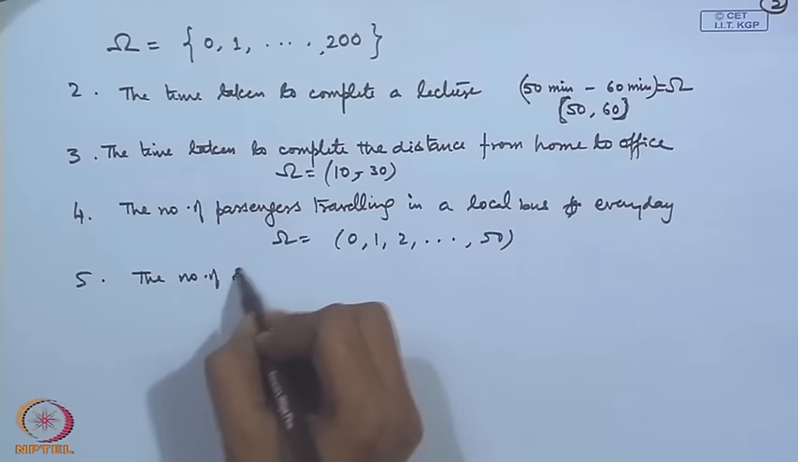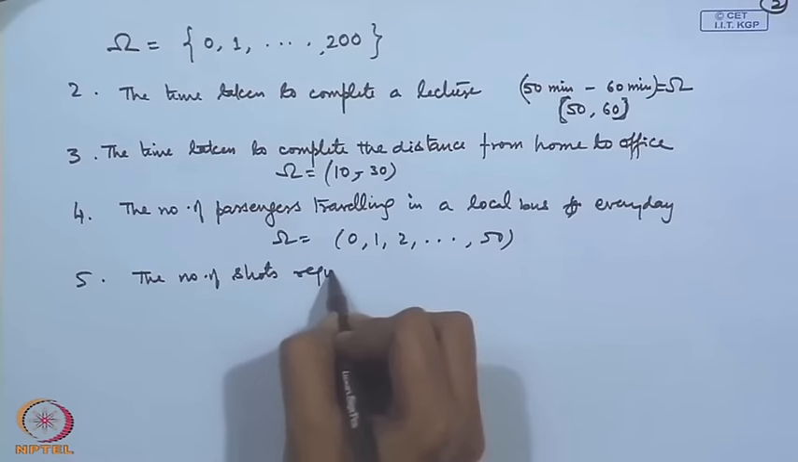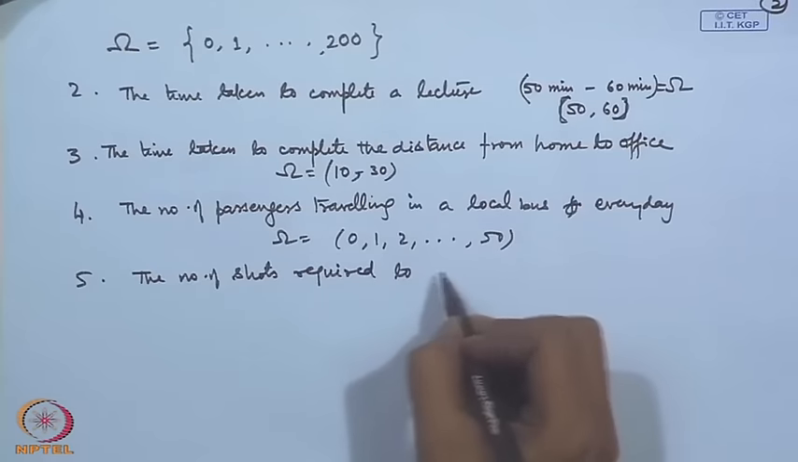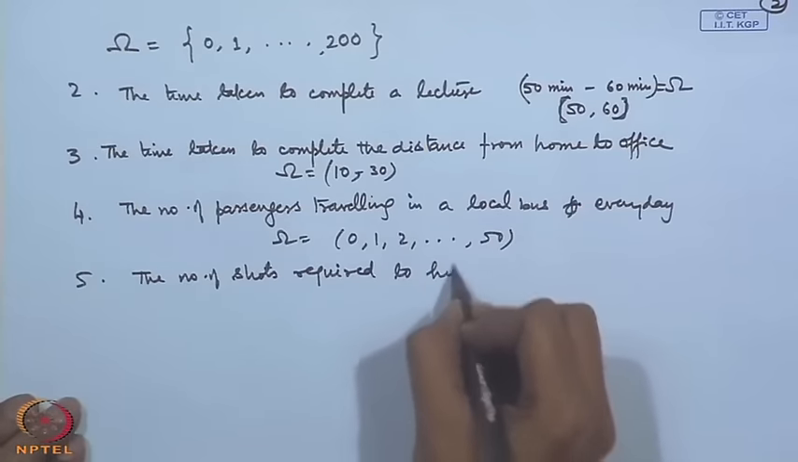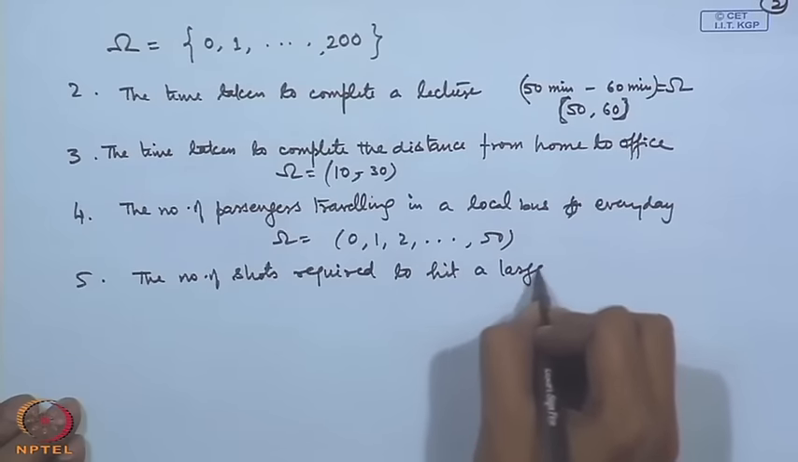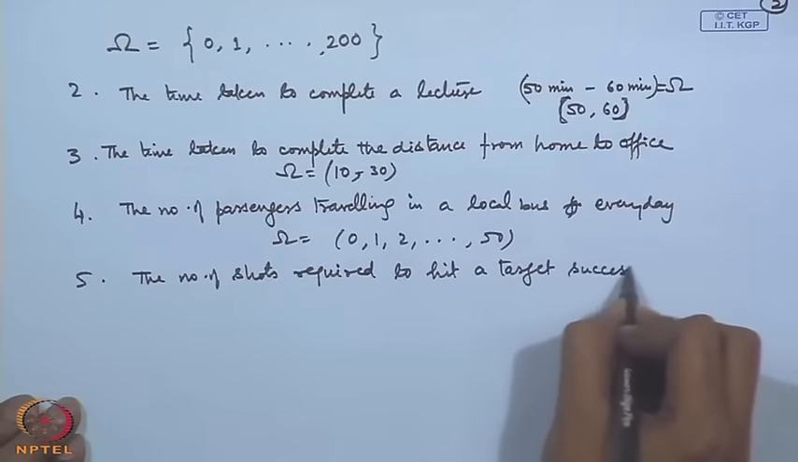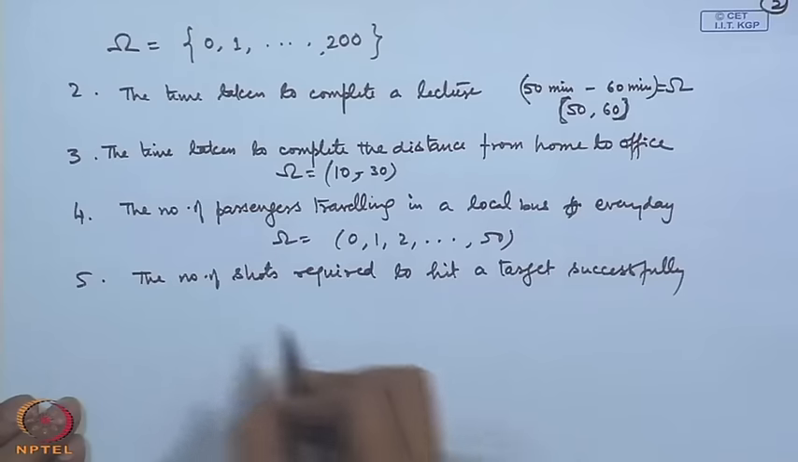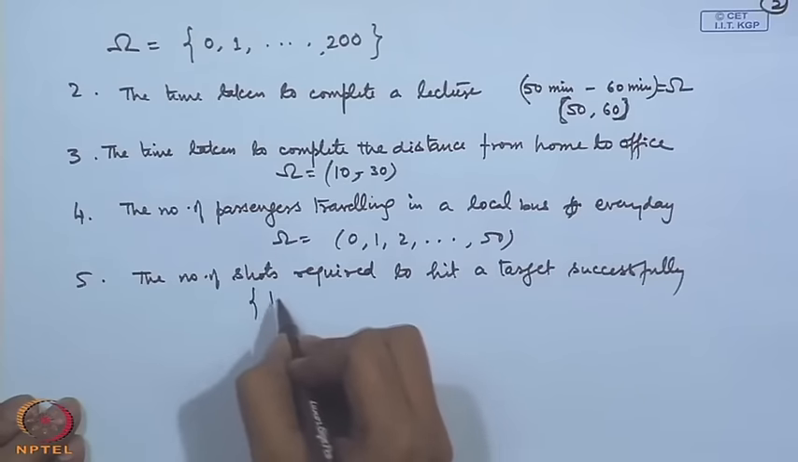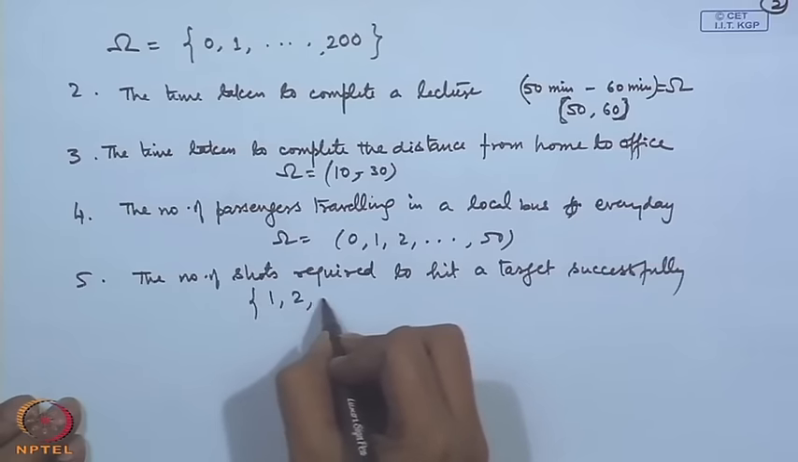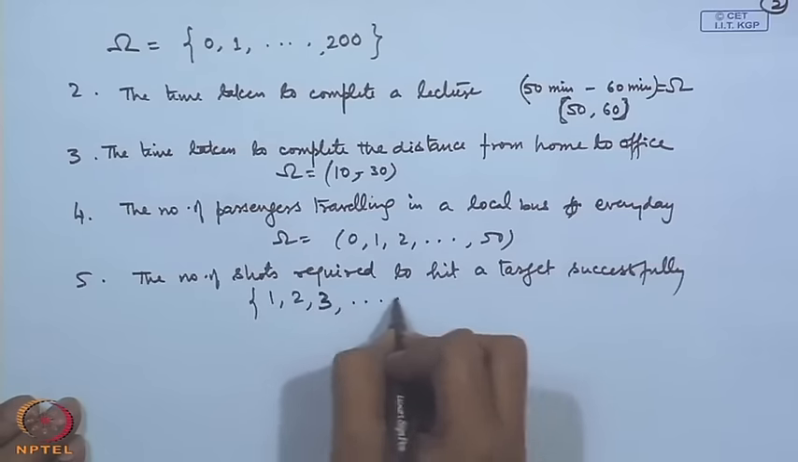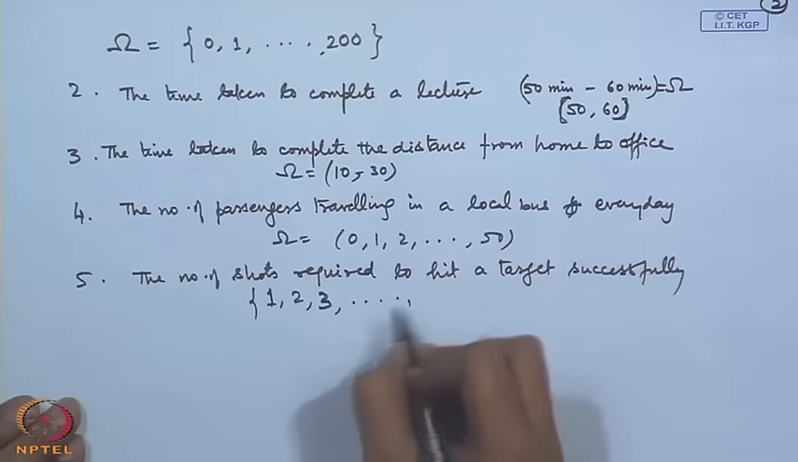We are targeting, there is a target practice, and the number of shots required to fire or to hit a target successfully. So, one may be successful in the first shot, he may need a second shot, he may need a third shot, and so on. So, I am just putting and so on to indicate the possibility that one may never be successful.